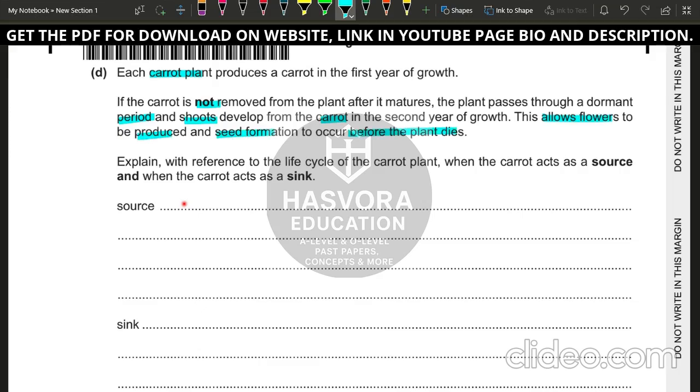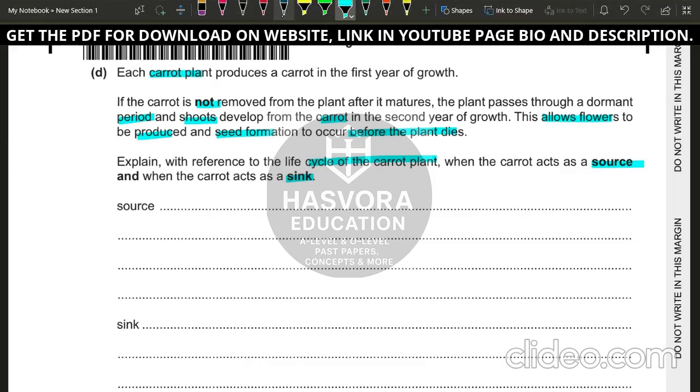So explain with reference to the life cycle of the carrot plant when the carrot acts as a source and when it acts as a sink. First of all, we can write when it behaves as a source. It behaves as a source when the shoot develops from the carrot after the dormant period, because it takes the nutrients from it, and the assimilates are transported to the growing regions.